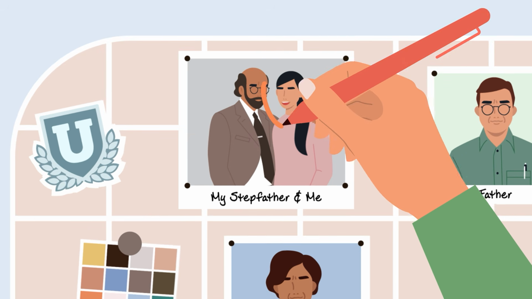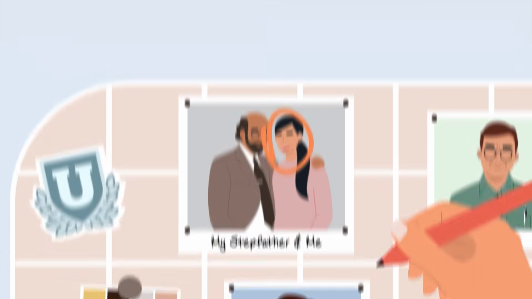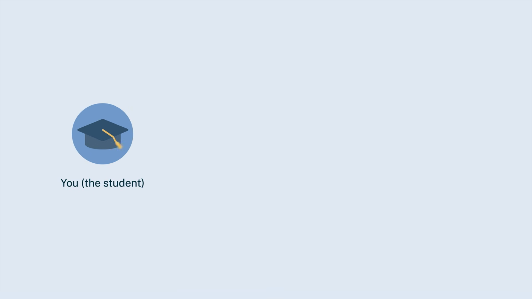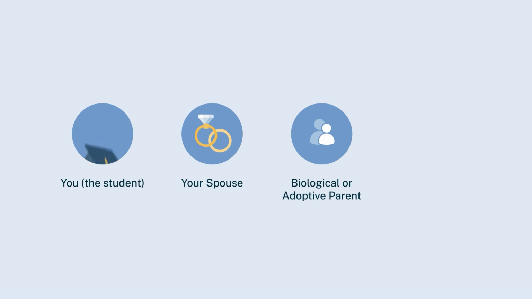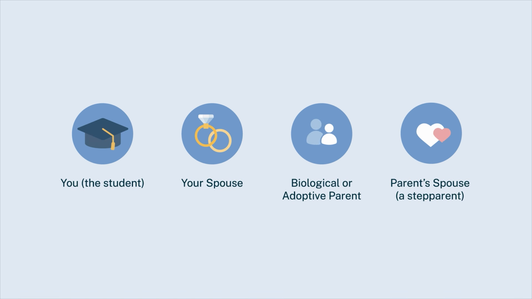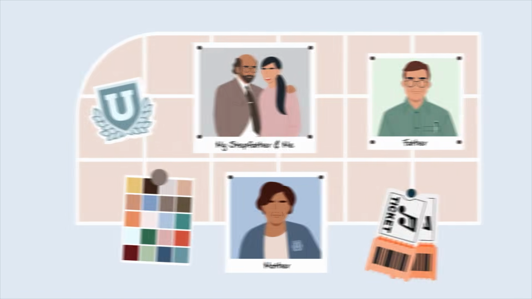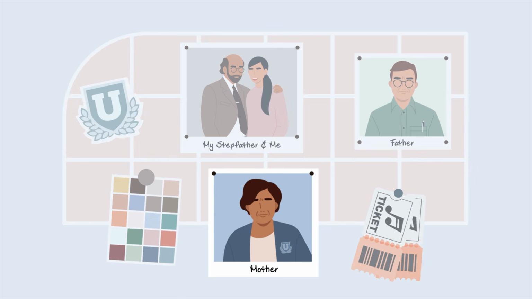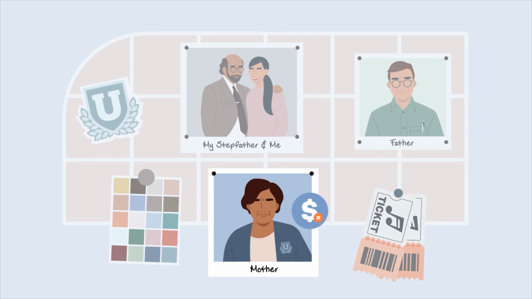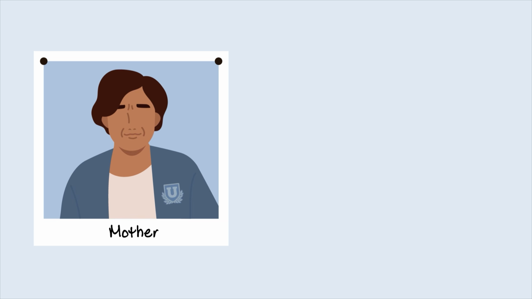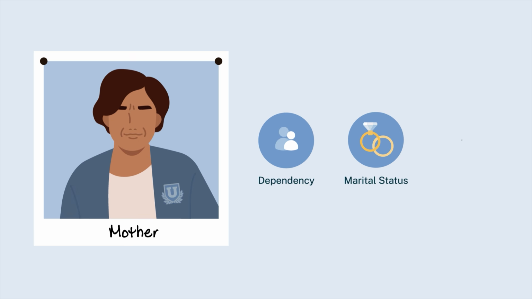You, the student, are considered a contributor. Other contributors may include your spouse, your biological or adoptive parent, or your parent's spouse, a stepparent. If your family member is identified as a contributor, it does not mean that they have an obligation to pay for your education. Whether someone other than you is determined to be a contributor is based on your dependency status, your marital status, and the way you file your taxes.